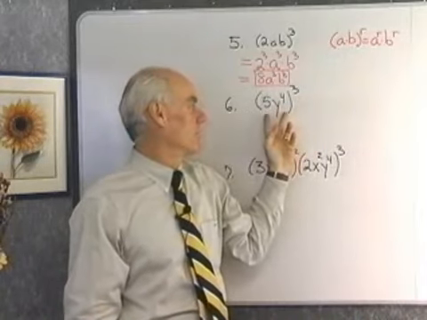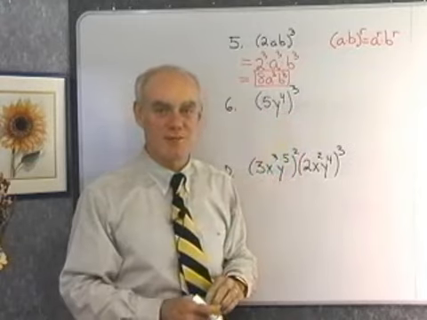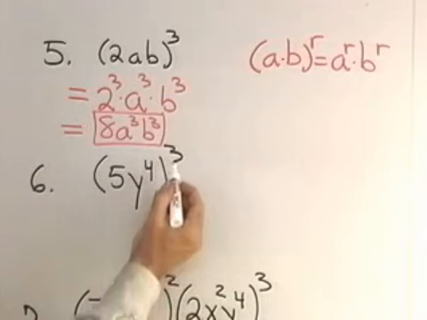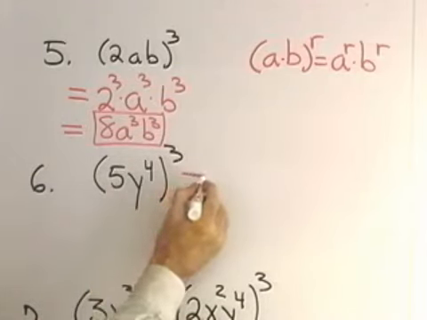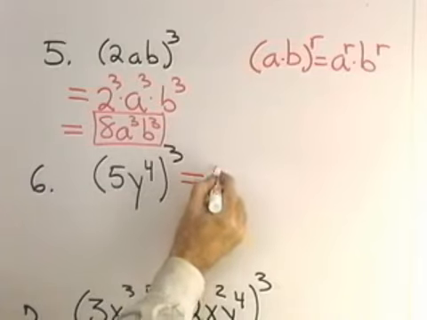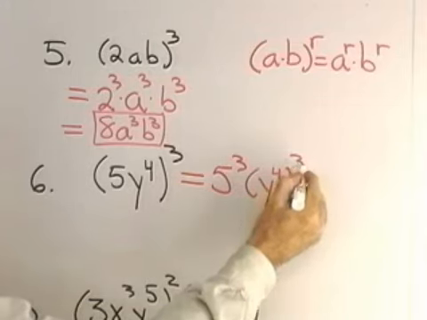Now what I want to do is simplify this expression, and it will require using two of the properties of exponents in combination. So first of all, I see I have this 3 that I'm going to distribute over the 5 and the y to the 4th. That's using my property 3. So I have 5 to the 3rd power and then y to the 4th, that raised to the 3rd power.